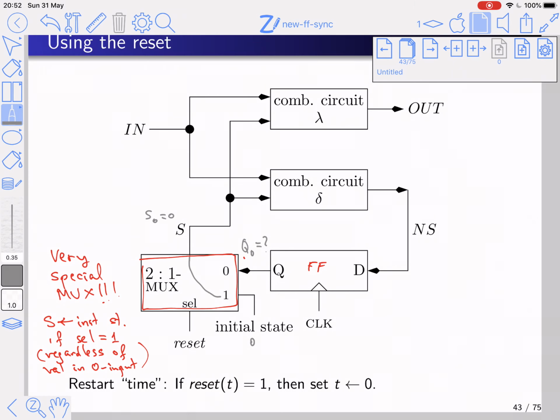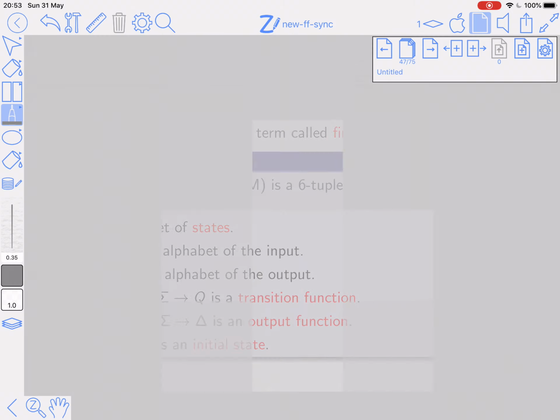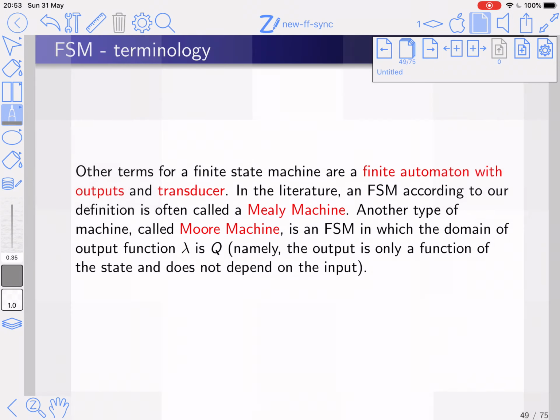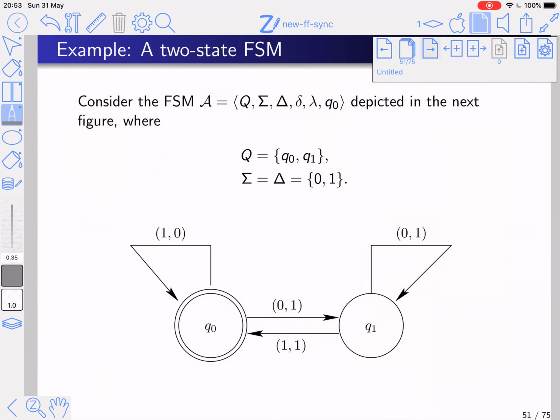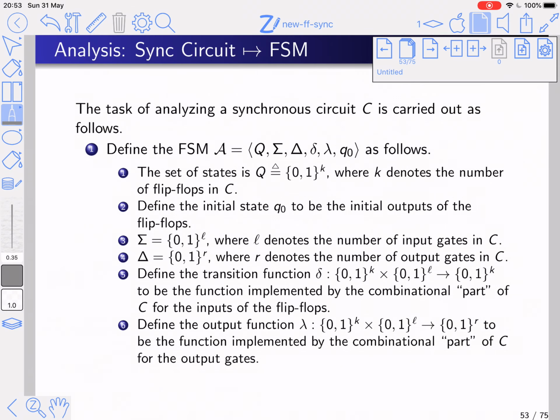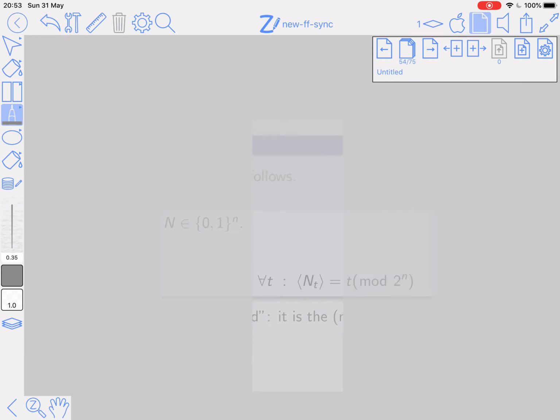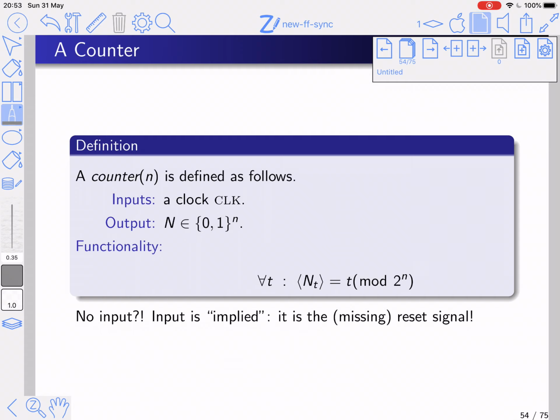Yeah. So these are exactly these functions, lambda and delta. Delta tells us what's going to be the next state as a function of the current state and the inputs, and lambda tells us the value of the output as a function of the current state and the inputs. It's exactly the same thing. So this is the task of analysis. Let's see a few examples in which we could apply analysis.